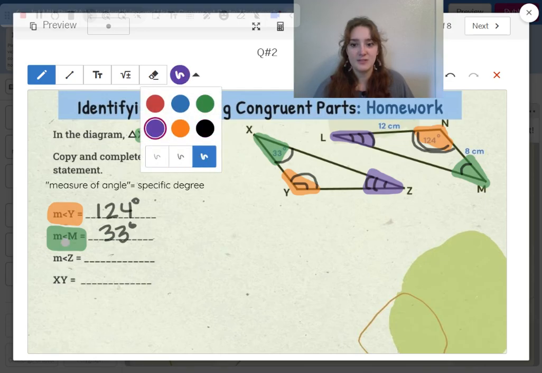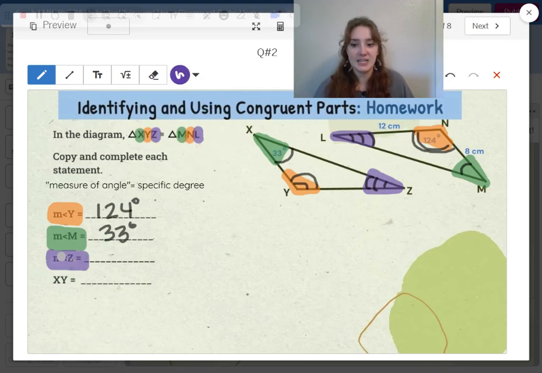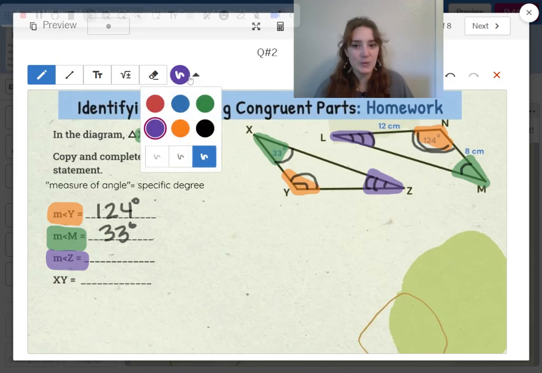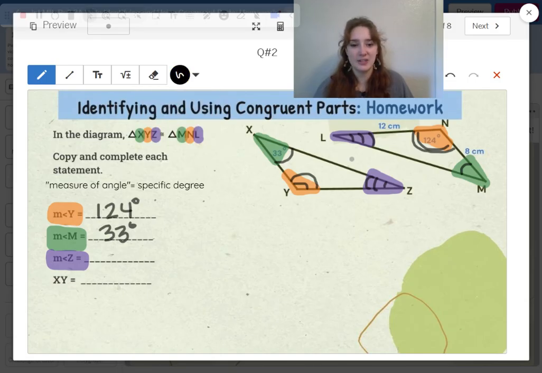And our last one is finding the measure of angle Z, which is again unknown, and oh my, they don't tell us it up here either. Ooh, interesting. So this one we have to do a little bit of extra work. We know that Y is 124 degrees. We know that X is 33. We can use the triangle sum property, right?